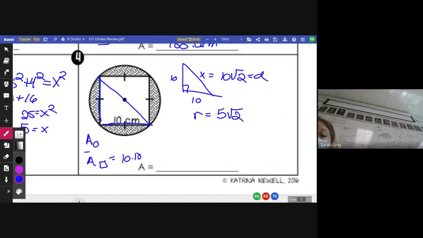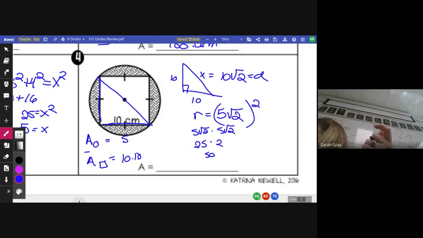Okay. So for my circle, I'm going to do r squared times pi. Actually, I'll square it right here. 5 root 2 squared. 5 root 2 times 5 root 2. That's 25 times 2. It's going to be 50. 5 root 2 squared is 50. So the area of my circle is 50 pi.